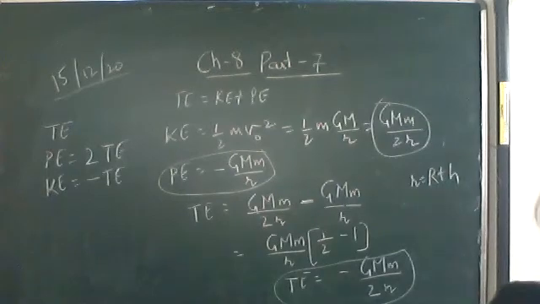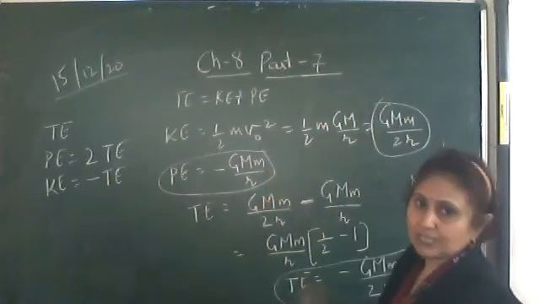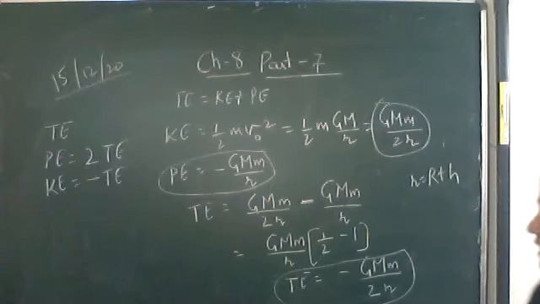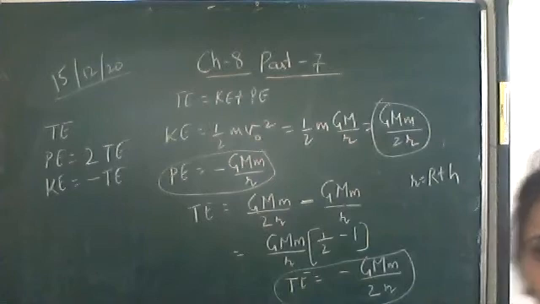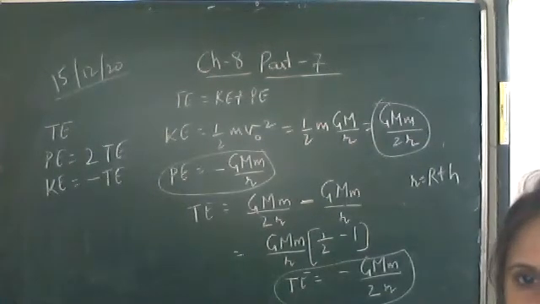So while doing the numericals, find out only one type of energy. Suppose you have found out total energy, then potential energy, just double the total energy. Potential energy, as you can see here, is twice the total energy, and kinetic energy is negative of total energy. So no need to again use the expression and find out the potential energy and kinetic energy. Once you get the total energy, potential energy will be double, kinetic energy will be negative of it.